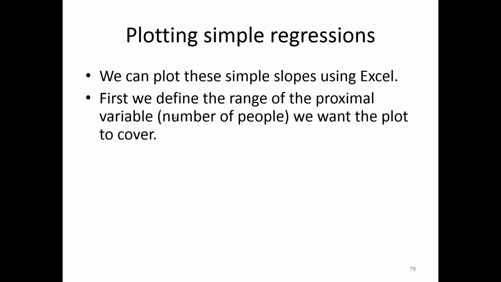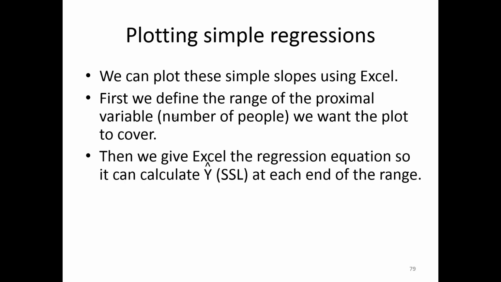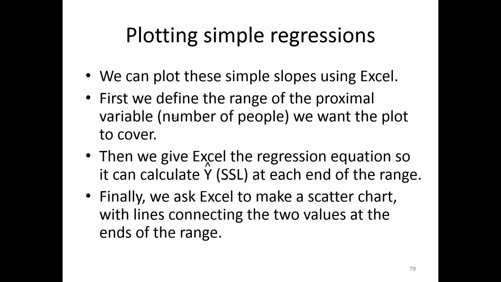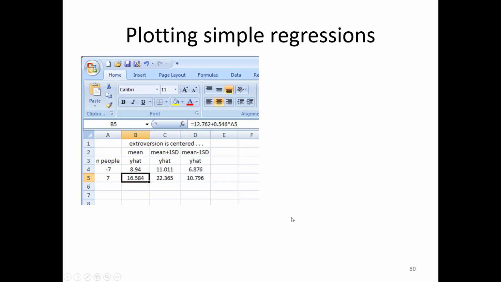So what you need to do is first define the range of the proximal variable, say number of people talked to, that we want the plot to cover. Then we give Excel the regression equation so it can calculate predicted satisfaction with social life at each end of the range. And then we ask Excel to make a scatter chart with lines connecting the two values at the ends of the range. So basically we're going to make two dots, one at each end of the range, and then connect those dots with a line, and that'll give us our simple slope line. Okay, so if I was doing this in Excel, I would get my simple slope formulas for each value.